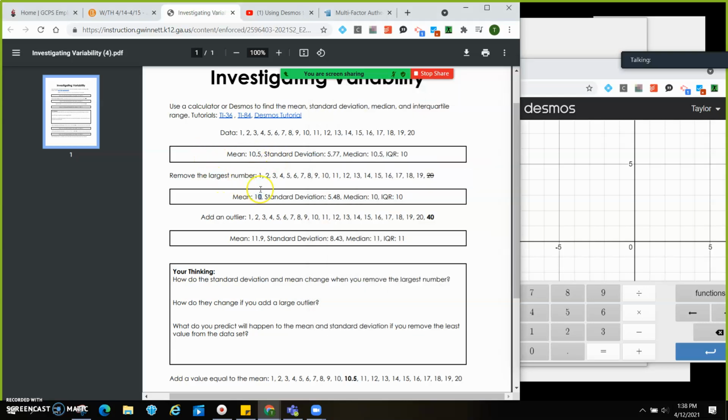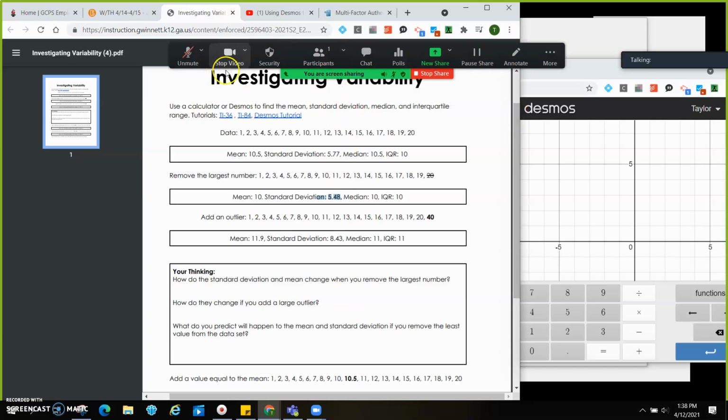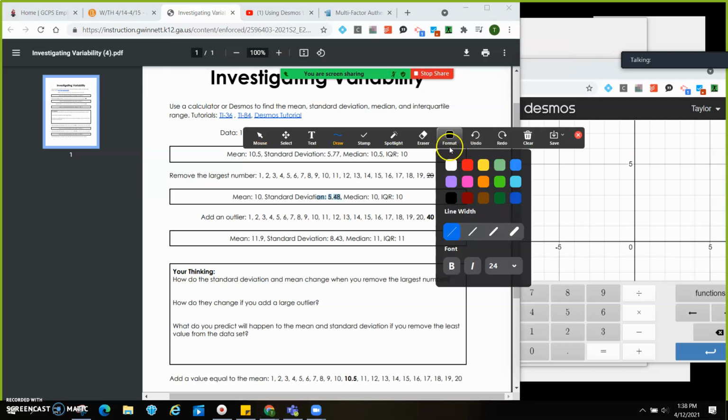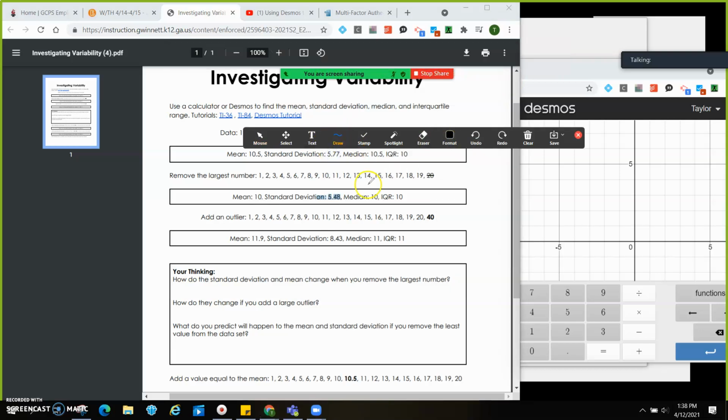Okay, so if you remove the largest number, look at what happens to our standard deviation. So we took the same data set, but then we just removed the largest number. Again, we just removed the largest number. So we got rid of this 20. Okay, and look at how it affects our standard deviation. We went down, right? But everything else remained the same except for our median. Our median also went down.